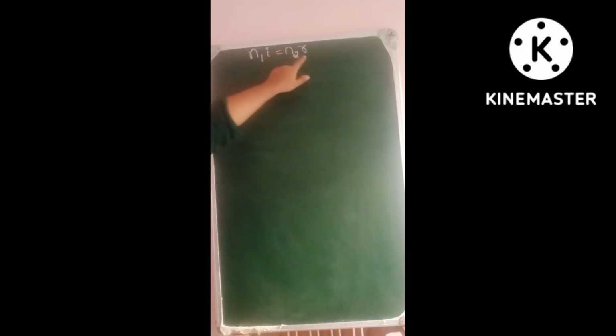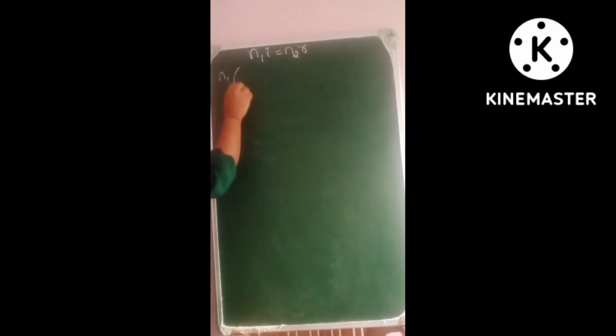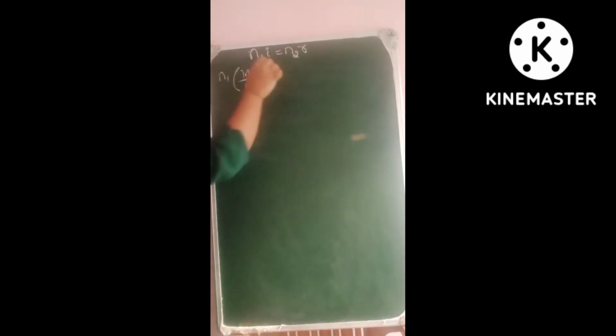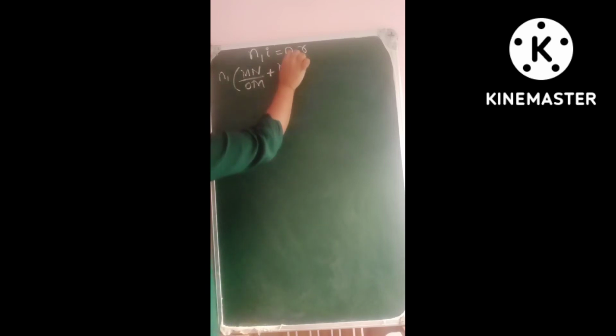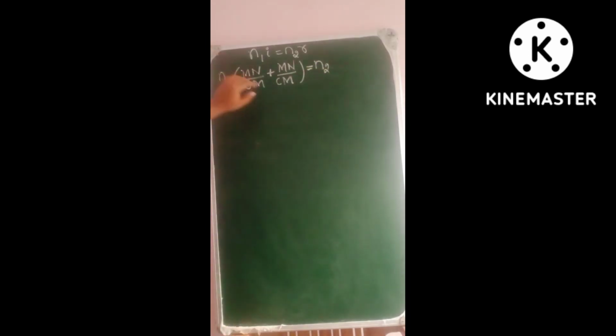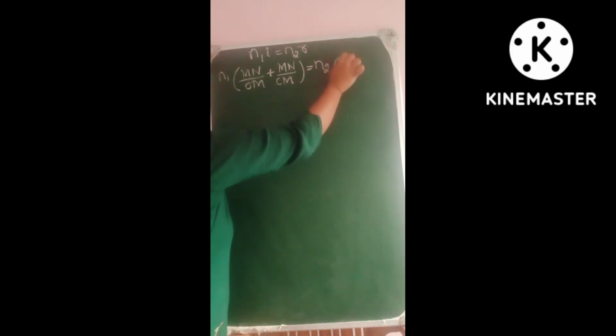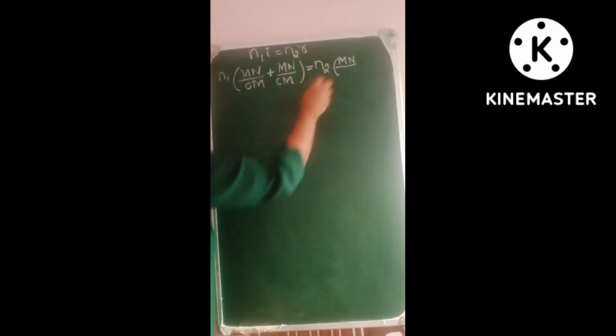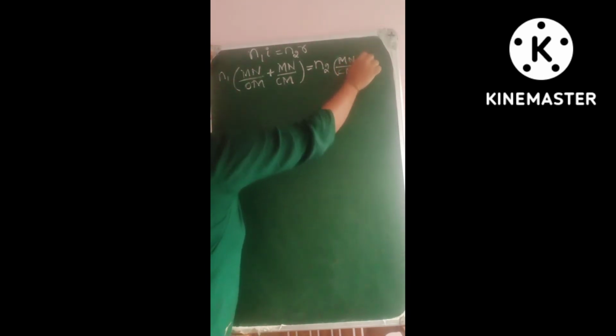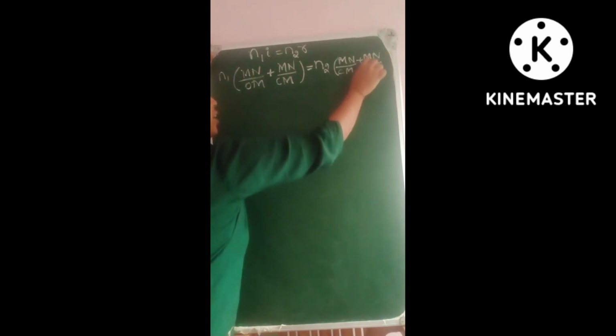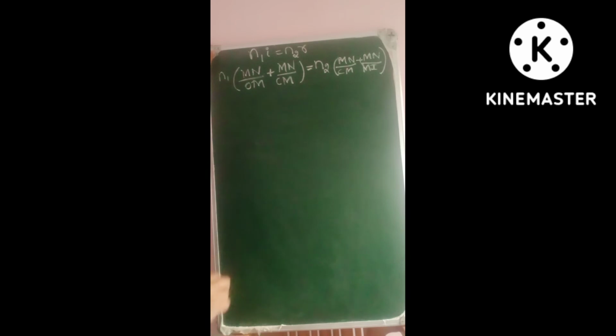We already know the values for I and R. When you substitute those two values in this equation, it becomes N1 into MN divided by OM plus MN divided by CM is equal to N2. Similarly, you substitute the value of R here, that is MN divided by CM plus MN divided by MI. So these are the values of I and R.